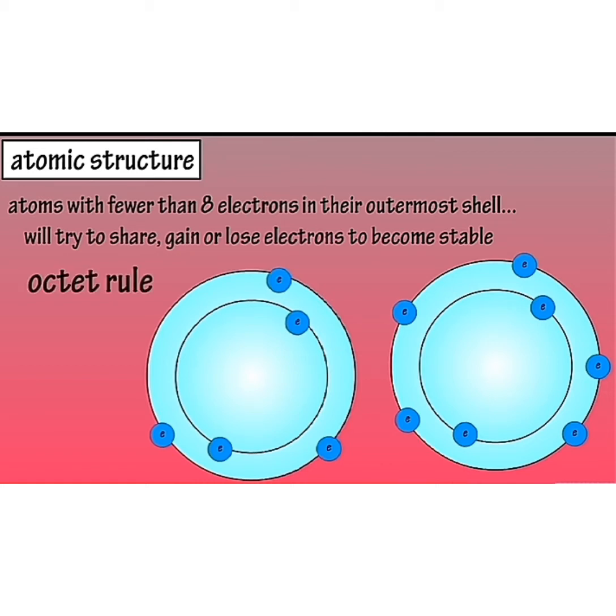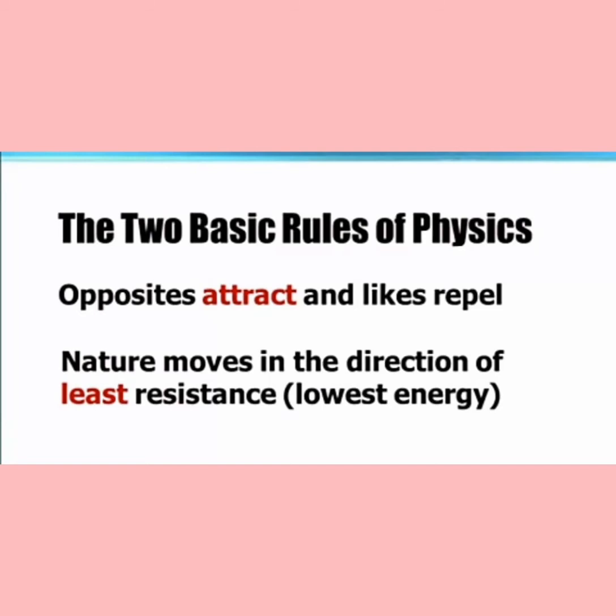But there are some exceptions, such as we saw with hydrogen and helium, which have only one energy level. Normally, 2 basic rules of physics are followed. Opposites attract and likes repel. Nature moves in the direction of least resistance. That is, that process is favorable which requires less energy.